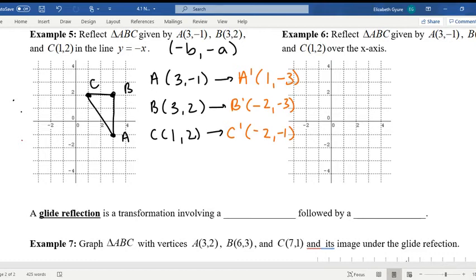So A prime is 1, -3. B prime is -2, -3. And then C prime is -2, -1. And if you take a look, think about what I told you this line would look like. If you had a little dotted line running through here, doesn't that look like a mirror image over it? Yeah. Always a good little way to test it out, see if it makes sense with the picture.